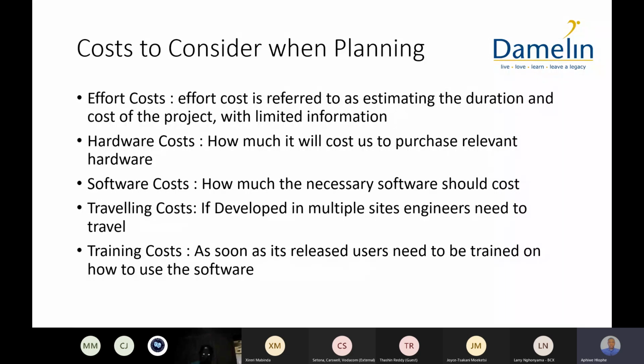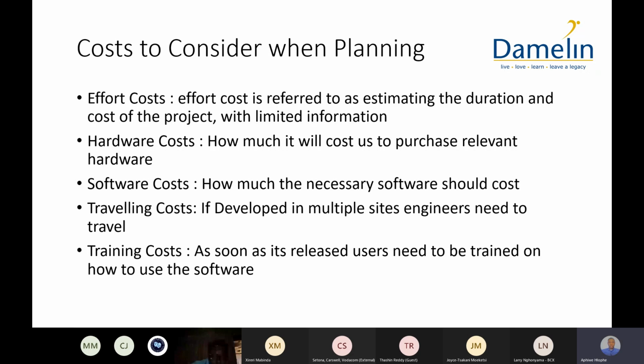So when you're estimating the cost of a project, you need to take into consideration effort cost, and that's person hours. How much are you going to pay the people working on the project per hour? Okay, so that is regarded as effort costs.